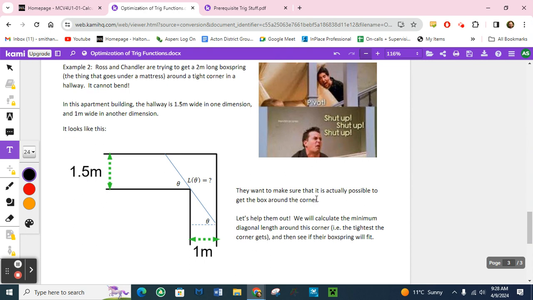If that diagonal length is the smallest it gets, and it allows us to fit our 2 meter box spring, then we're good. We're good to go. If not, we might as well not even try.